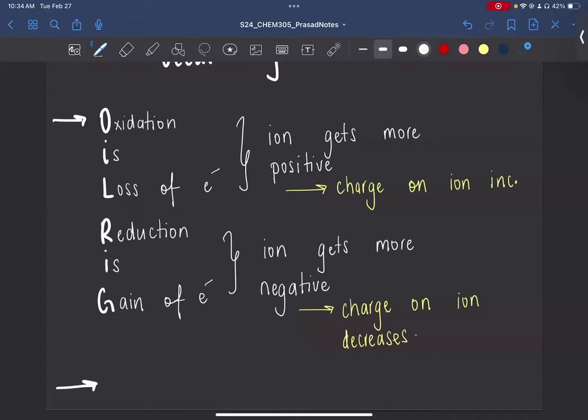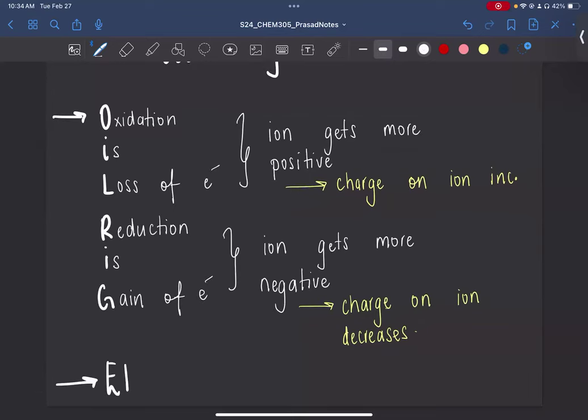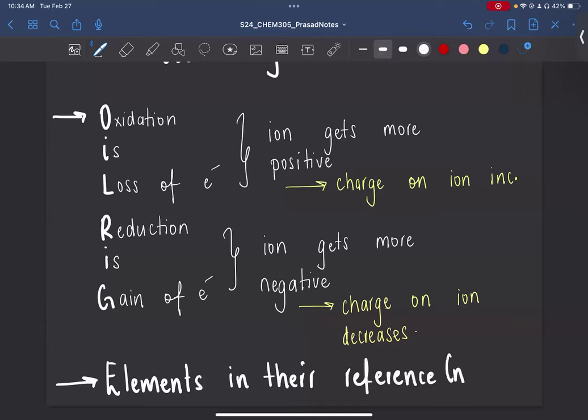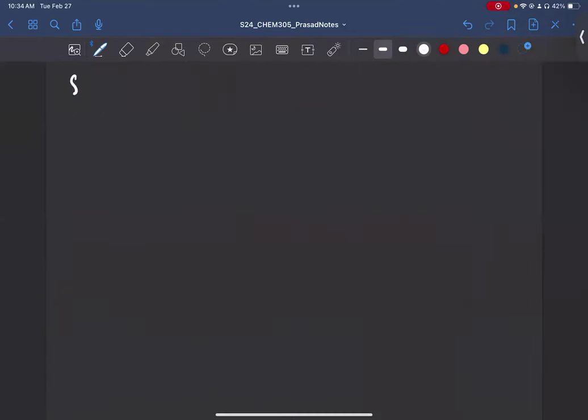And then the final note. Elements in their reference states, and by reference I mean normal or naturally occurring, have a charge of zero.